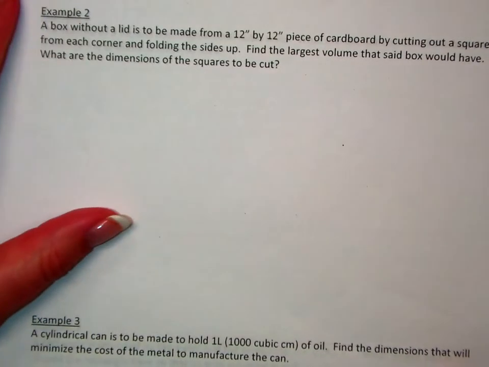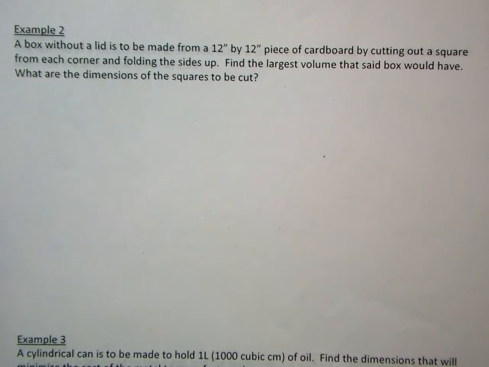Next. Example 2. A box without a lid is to be made from a 12-inch by 12-inch piece of cardboard by cutting out a square from each corner and folding the sides up. Find the largest volume that said box would have. What are the dimensions of the squares to be cut?